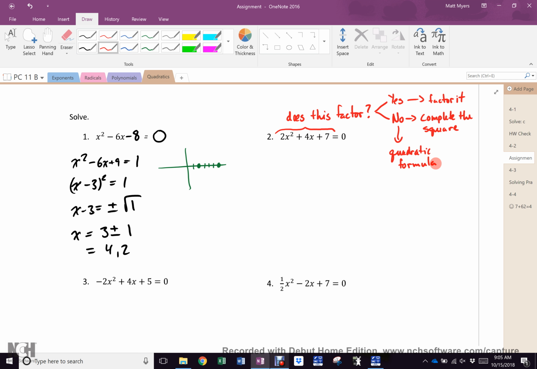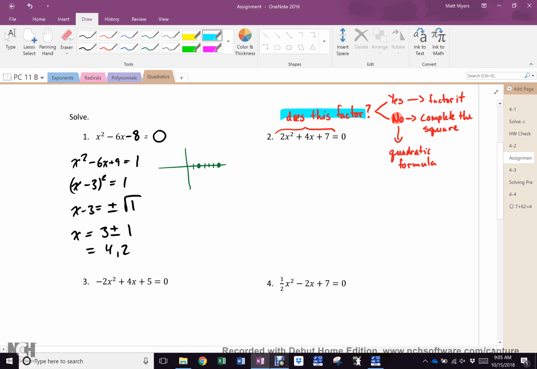So, I don't know. Some of you like to think this way, right? With a series of choices to make, binary choices. Do this or that. So if this type of thinking helps you, you're welcome to write it down. I do not care. It's been recorded if you want to go back and have a look at it. So when I look at this, does it factor? 2 times 7 is 14. Are there any factors of 14 that add to 4? No. So I cannot factor it.